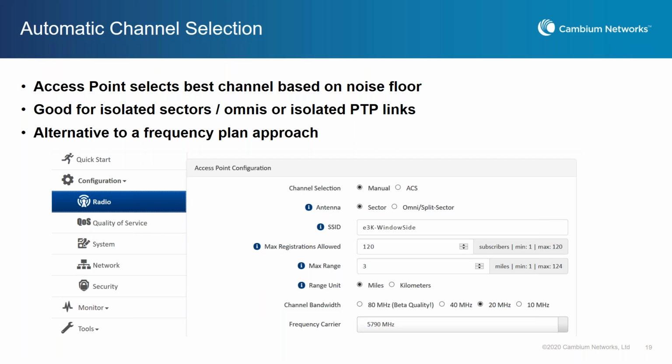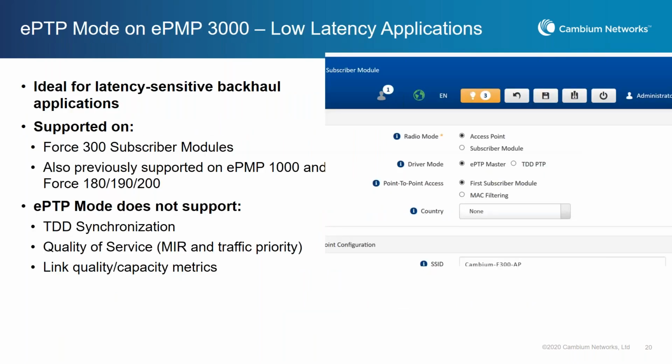We have other customers that say, I'm trying to put this up for maybe a temporary deployment, or it's an isolated area, low density area. In that case, we've introduced automatic channel selection. In this case, you can see the menu option there. When the radio powers up, it scans the entire spectrum and selects the best channel based on the noise floor. So just a convenience option. Some customers will go the frequency plan approach, and some will go with the ACS approach or automatic channel selection.